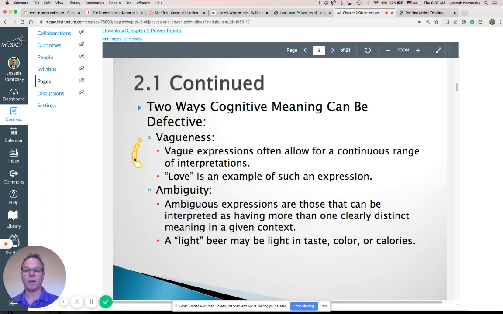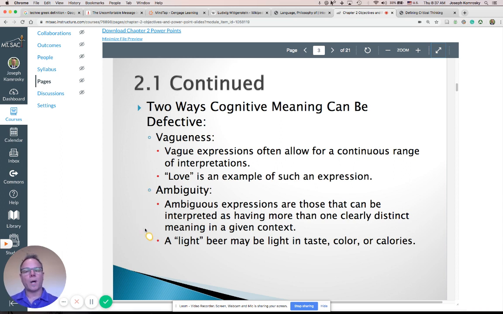One is vague. Look, I'm not even sure that word applies at all. We saw rich, cold, hot, poor, things like that. Or ambiguous, a couple different meanings. And Hurley gives you an example. A light beer may be light in taste, color, or calories. There's at least three different possibilities of light. Which one do you mean? So again, this is ambiguous.